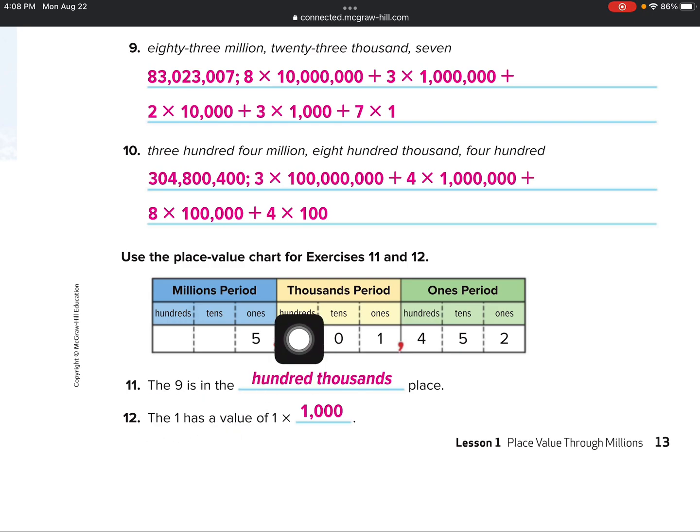The 9 is in the hundred thousands, so you'd write 100 thousands. And the 1 has a value of 1 in the thousands, so it's 1,000.